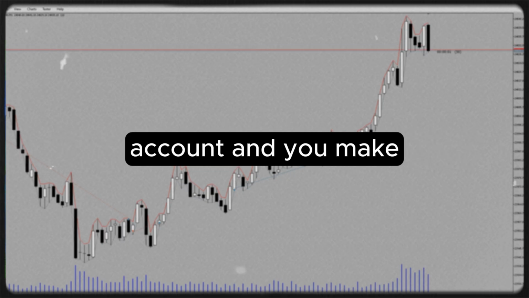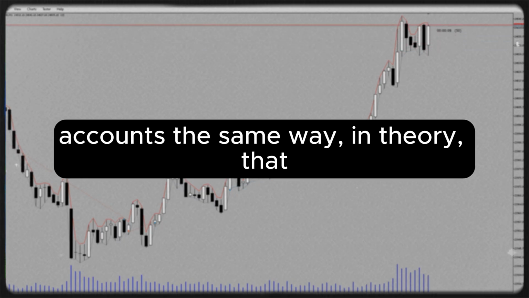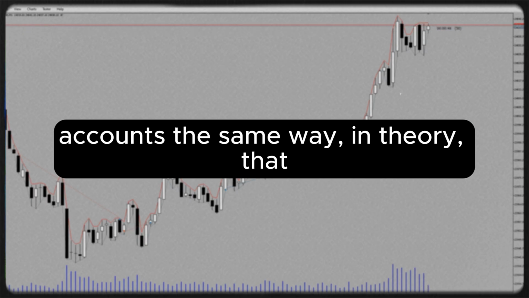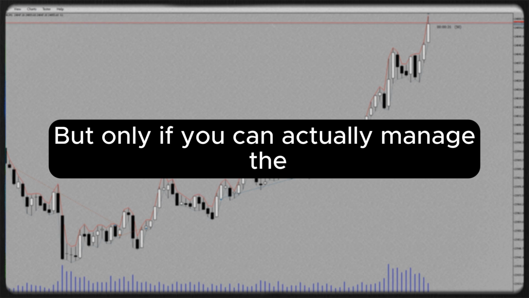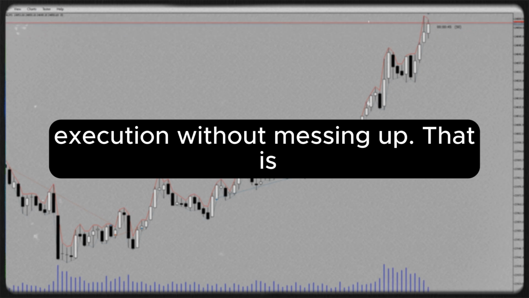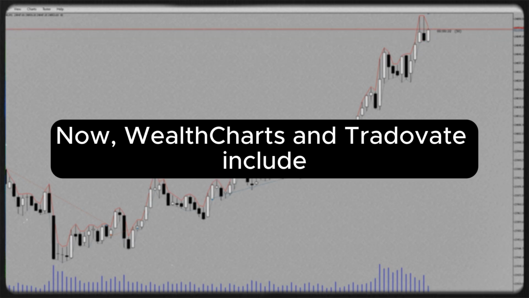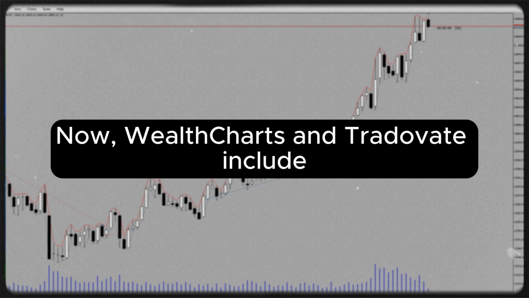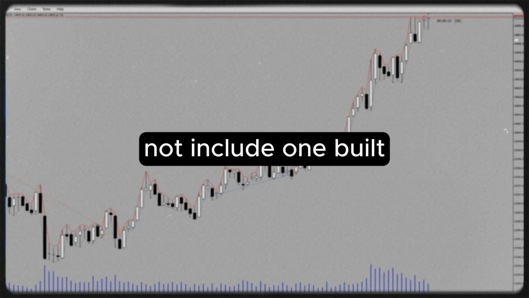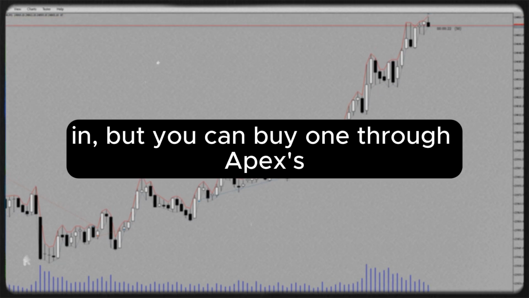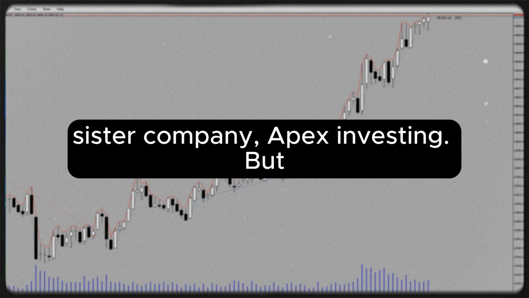If you trade one account and you make 200 in a day, cool. If you trade 10 accounts the same way, in theory, that is like 10 times the result. But only if you can actually manage the execution without messing up. That is why copy trading matters. Now, WealthCharts and Tradovate include a built-in copy trader. Rhythmic does not include one built-in, but you can buy one through Apex's sister company, Apex Investing.